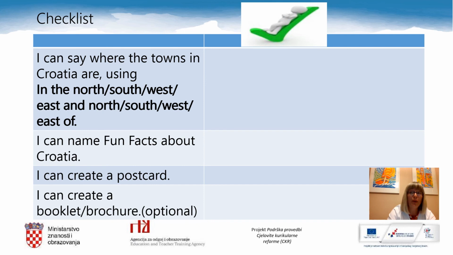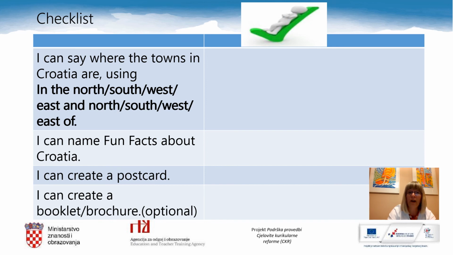Well, we have almost come to the end of today's lesson, but before we say goodbye, let's do the checklist of what you have learned today. Let's do the self-evaluation. There are 4 statements here, and they are: I can say where the towns in Croatia are using in the north, south, west or east, and north or south or west or east of.